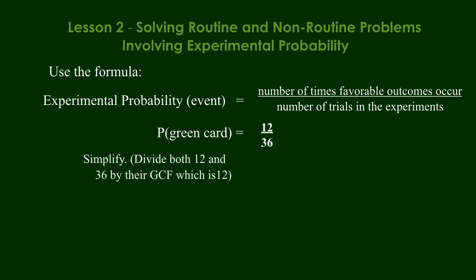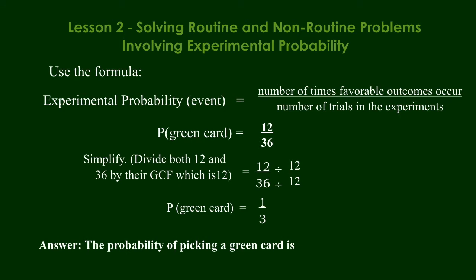Next, we need to simplify. Divide both 12 and 36 by their GCF, which is 12. So 12 divided by 12 is equal to 1. 36 divided by 12 is equal to 3. So P green card is equal to 1 over 3. So the answer is the probability of picking the green card is 1 over 3.